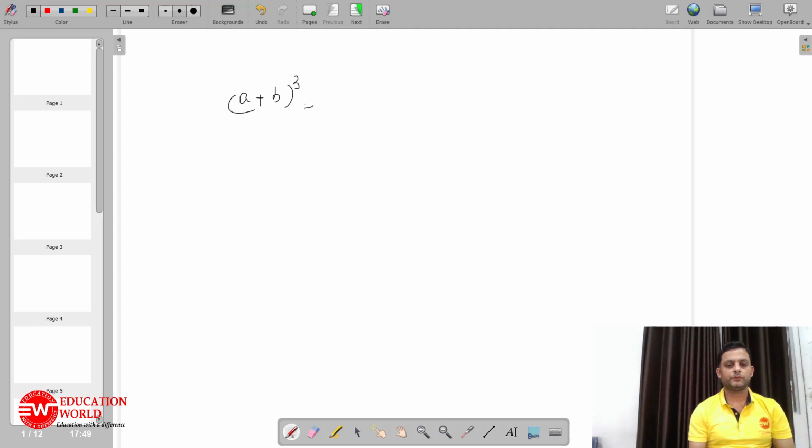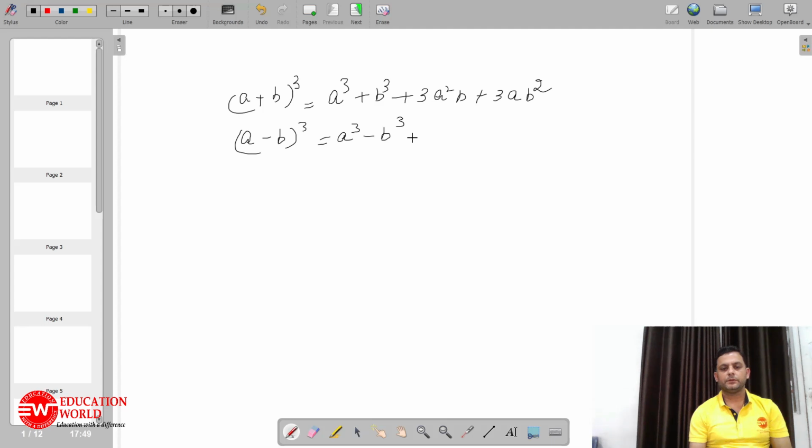cube. So the formula is a cube plus b cube plus 3a square b plus 3ab square. And in case of minus, a minus b cube, so a cube minus b cube minus 3a square b plus 3ab square.